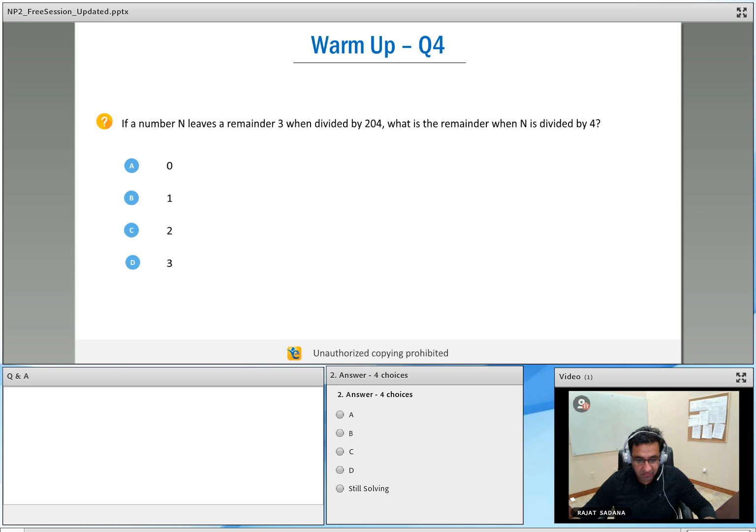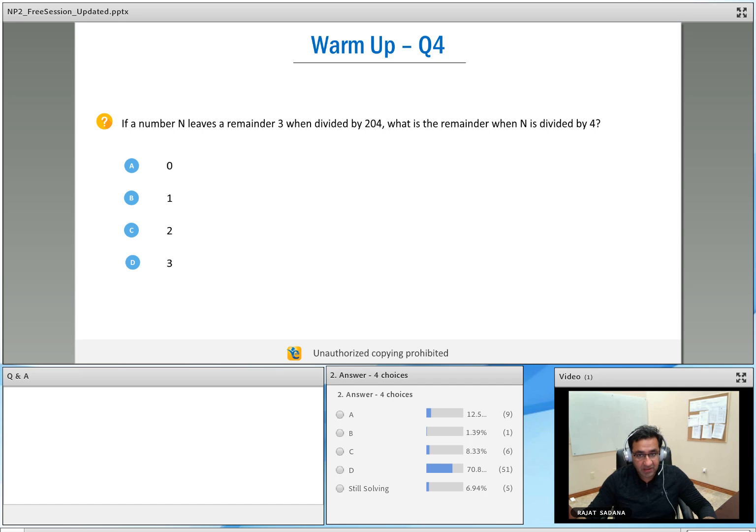Portion of the class is done. Let's get those answers in. 3, 2, and 1. Once again, you guys have done really well. 71% of you got the question absolutely right. In this question, in addition to using the divisibility rule of 4, we're also using what we call a process skill, which is called visualization.